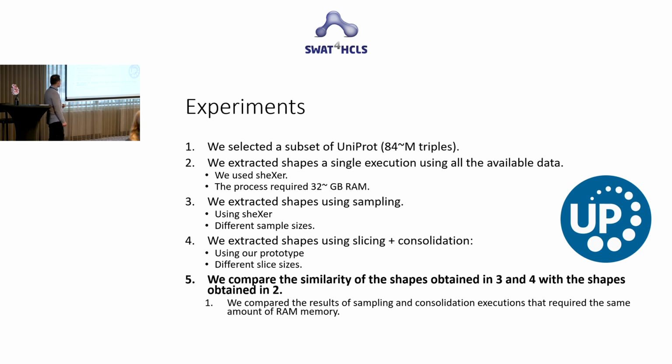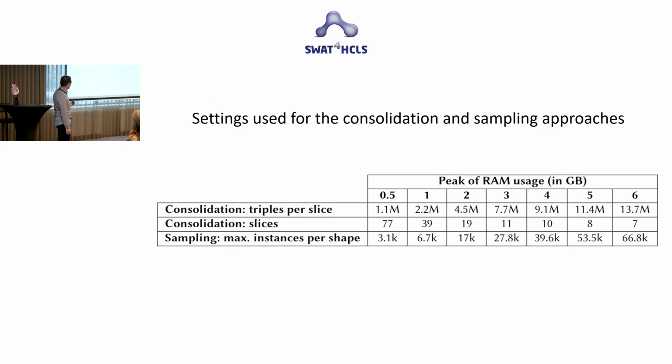First, with no consolidation or sampling, we just feed the whole dataset into SHACLGEN, and SHACLGEN generated RDF shapes for these 48 million triples. This is the baseline. And we compare the sampling approach and our slicing and consolidation approach. Then we compare the resulting shapes for each of them.